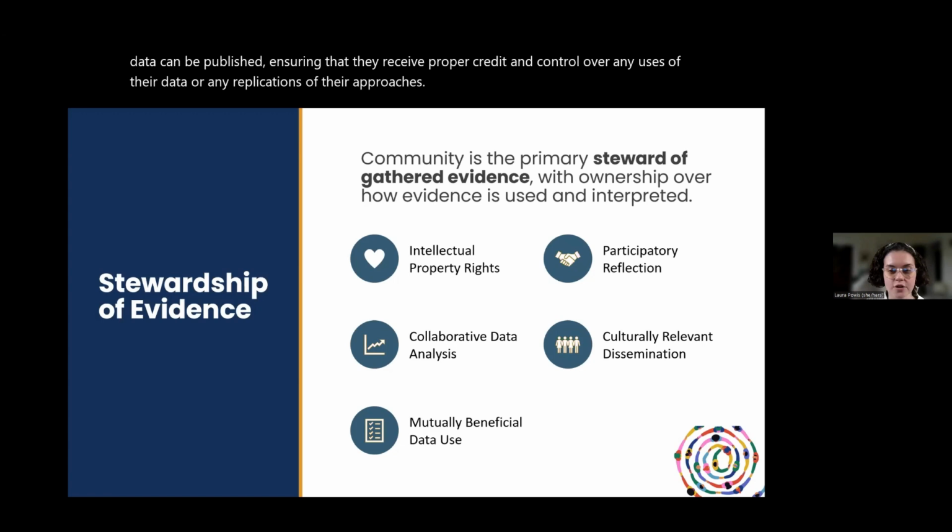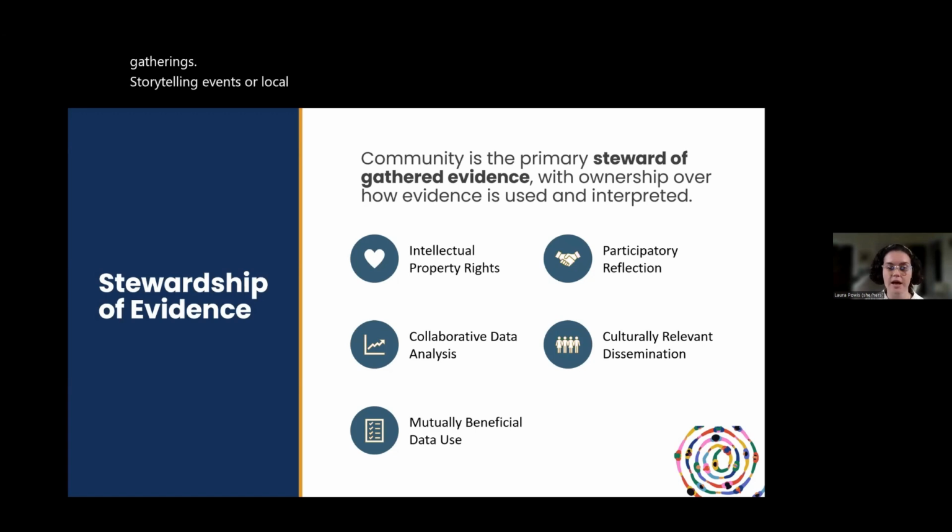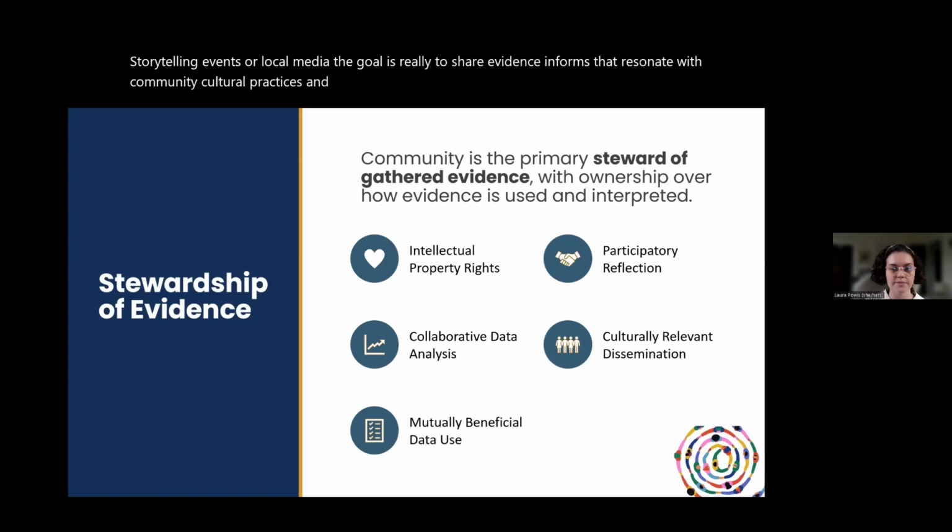Another piece of this is culturally relevant dissemination. You're going to want to disseminate the findings of the community-rooted evidence process in ways that are accessible and meaningful to the community. This could involve visual presentations, community gatherings, storytelling events, or local media. The goal is really to share evidence in forms that resonate with community cultural practices and communication styles.